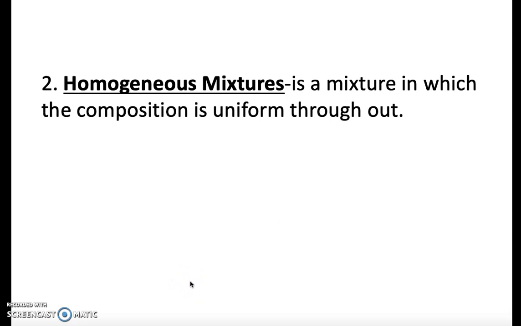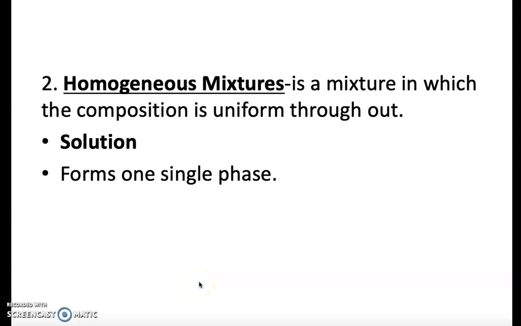Okay, the next one is homogeneous mixtures. Now this is one we're going to be working with most of the time in chemistry. A homogeneous mixture is a mixture in which the composition is uniform throughout. Now, we call homogeneous mixtures solutions. So if you're working with the solution, it's simply a homogeneous mixture.